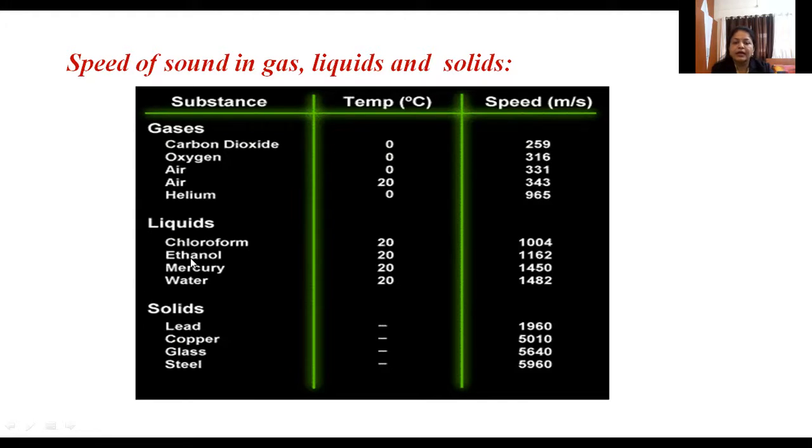316, etc. And in the liquids, you can see the speed of sound is greater than the speed of sound in gases. And among these three, in the solids, the speed is highest. See here, in steel, the speed of sound is greatest, because we know the elastic property shown by steel is much more than these other solids, as mentioned in this table.